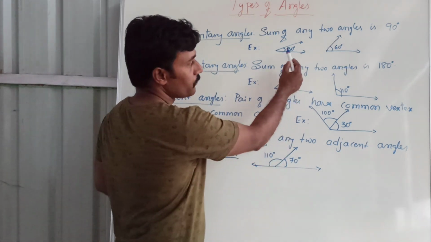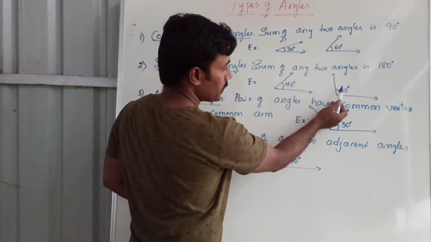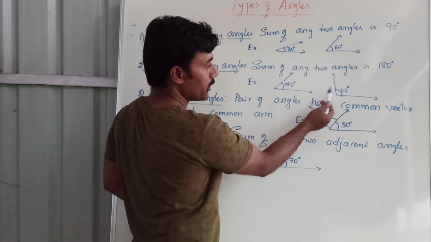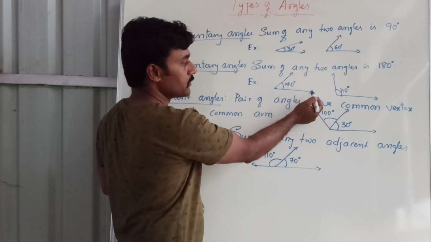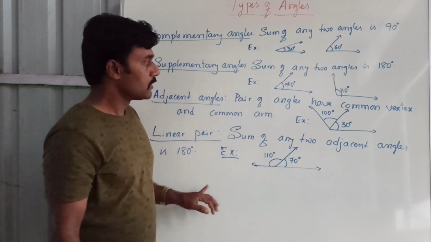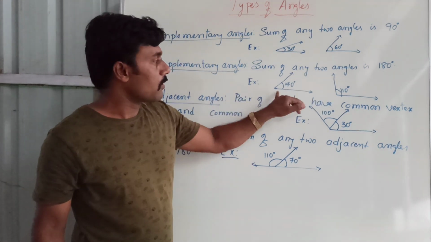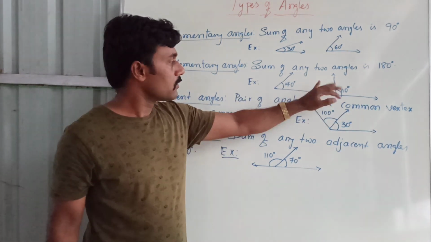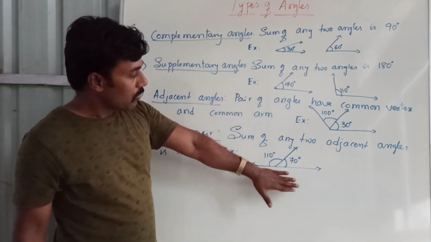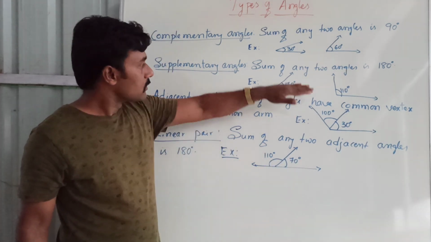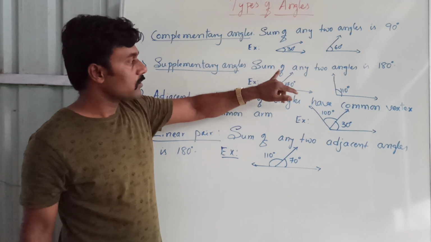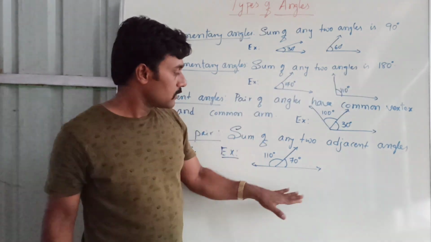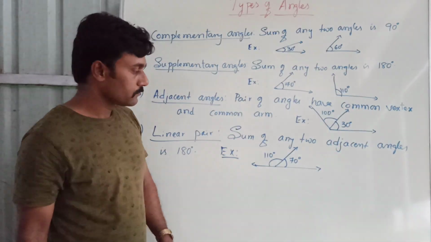If we have like this 70 degree and 110 degree separate, then we cannot consider them as linear pair since they don't have common vertex and common arc. So all the linear pair are supplementary angles, but all the supplementary angles are not linear pair.